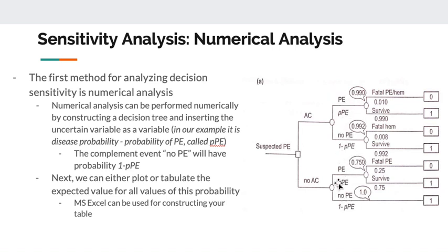Similarly, we have the P of PE right here and 1 minus P of PE right here for the no AC option. After that, we can either plot or tabulate the expected value for all the values of this probability. That means we're going to change the values of P of PE from 0 to 1, and then calculate the expected value for this option right here versus this option right here. Microsoft Excel can be used for constructing the table.